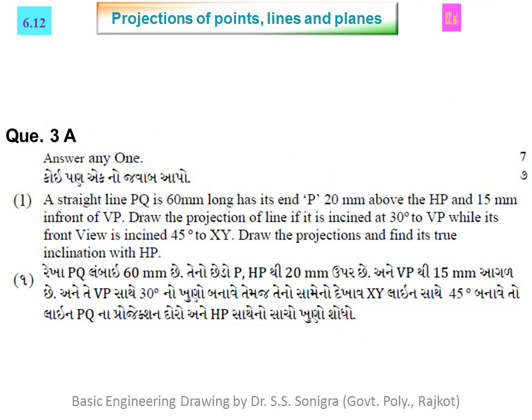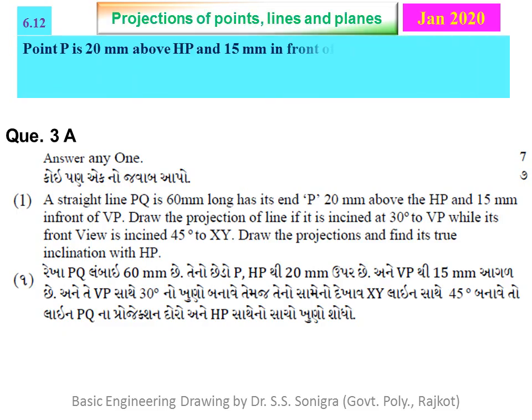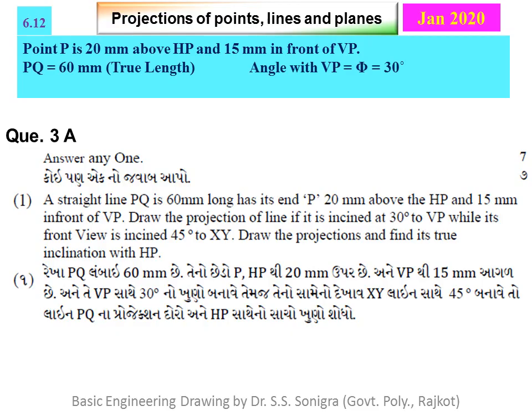Next problem from January 2020. Question number 3A. Data is given like this. It can be written like this: point P is 20 mm above HP and 15 mm in front of VP. Length of PQ, that is true length, is given as 60 mm. Angle with vertical plane, phi, is given as 30 degree. And angle of front view with XY line, alpha, is given as 45 degree.